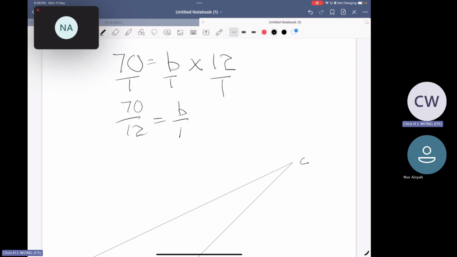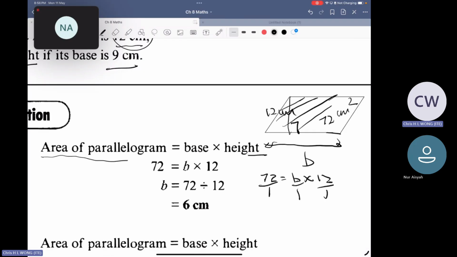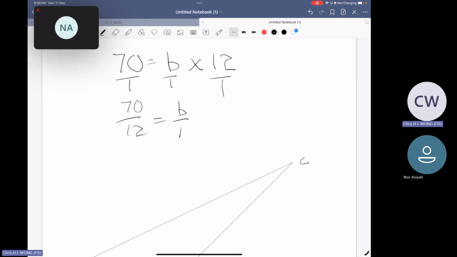What is 70 divided by 12? Sorry, 72. Sorry. I made a mistake. It's actually 72. So 72 divided by 12, you have 6, isn't it? 6 equals to B over 1. B equals to 6 cm. Okay. If you find the base or the height, there's no cm square. Base is cm, height is cm, only the area is cm square.